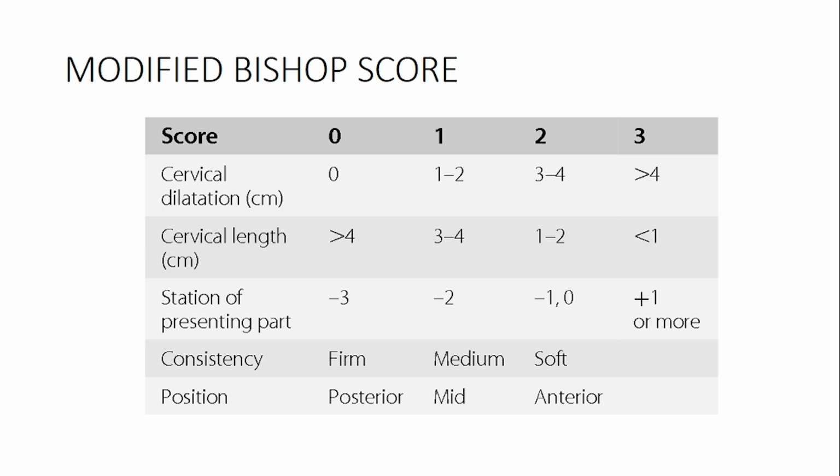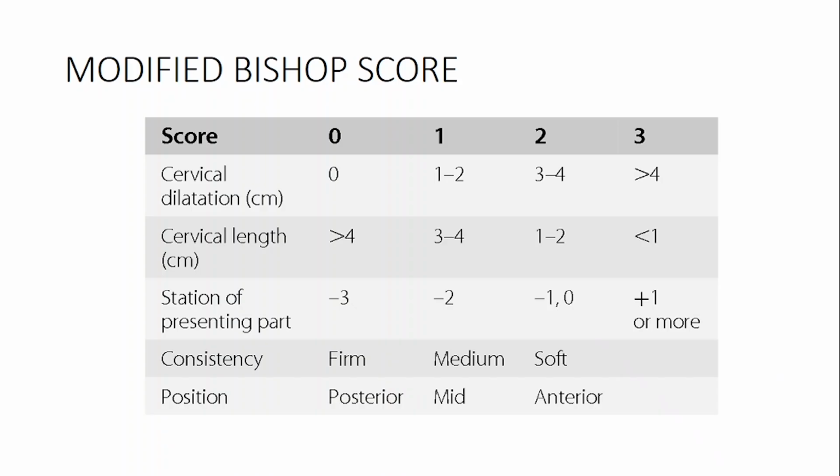In the Bishop score, we are scoring 5 parameters. We are scoring cervical dilatation. We are scoring the cervical length, which is the effacement. We are scoring the station of the presenting part in the pelvis. We are scoring the consistency of the cervix. And we are scoring the position of the cervix in the pelvis. So if you look at these 5 parameters, 4 are related to the cervix and 1 is the station of the presenting part.